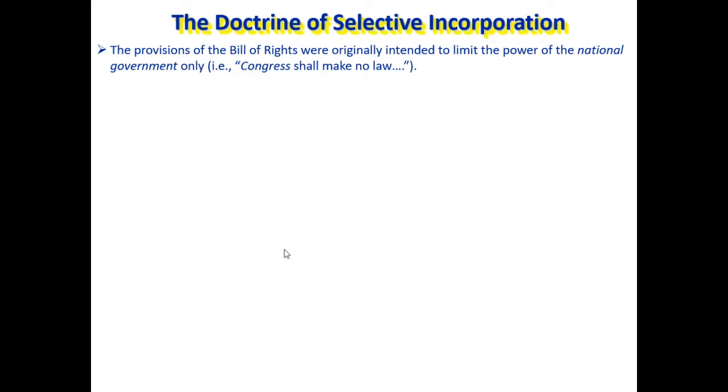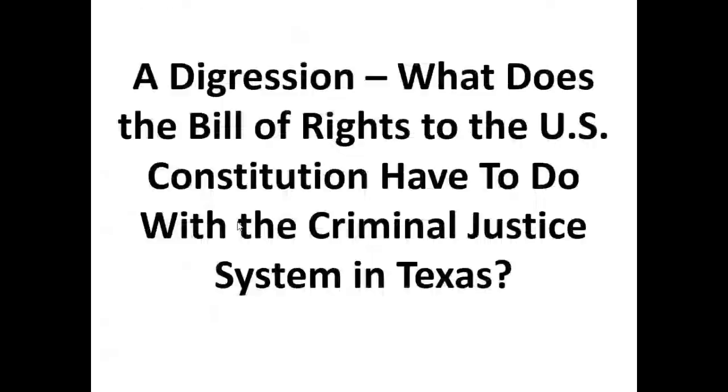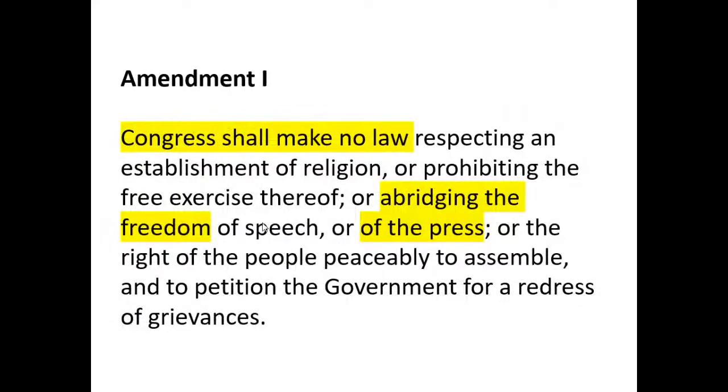Okay? So it's pretty clear that the original intent of the Bill of Rights, what is the Bill of Rights? The first 10 amendments of the Constitution. Pretty clear that the original intent was to limit the power of the national government. That's why I'm going to go back here, okay? Look at the language of the First Amendment. It begins, Congress shall make no law. It doesn't say Congress and state legislatures, Congress and city councils. It says Congress shall make no law.